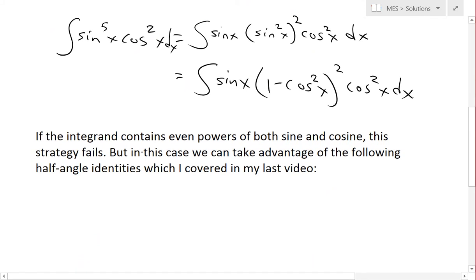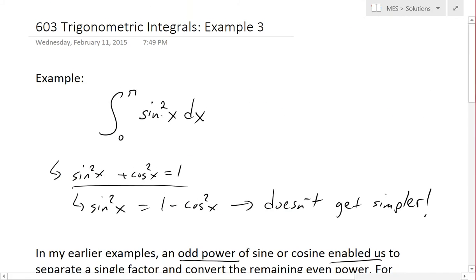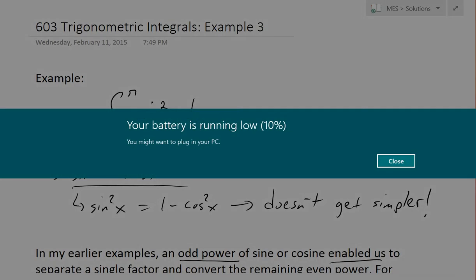But in this case, if the integrand, or the function inside the integral, contains even powers of both sine and cosine, this strategy fails, as in our case. It's not an odd power; this is an even power of sine.